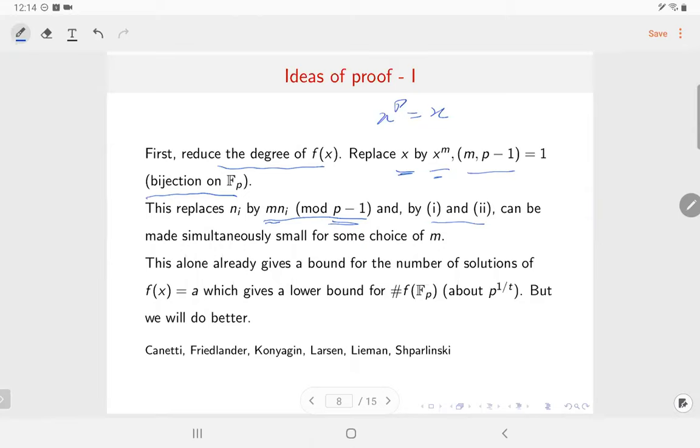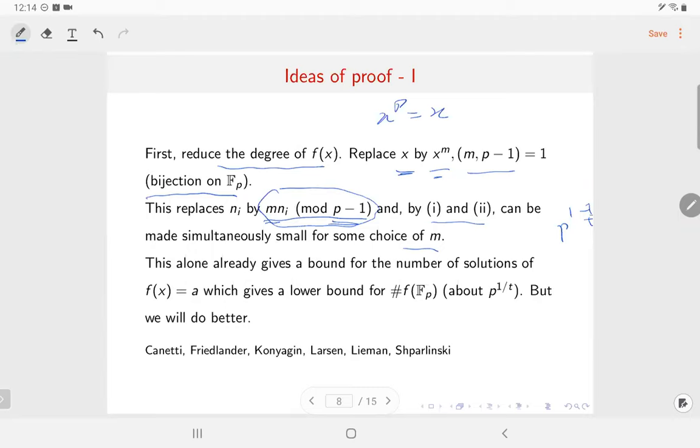You use this hypothesis in the pigeonhole argument to show that for some choice of m, all these numbers are going to be small. How small? Something like p to the 1 minus 1 over t. I don't want to go into the details of the computations. That's going to detract from the ideas. The point is, you make this change of variables, and then you change the exponents, and you can make a choice of the change of variables that makes all the exponents a little bit smaller.